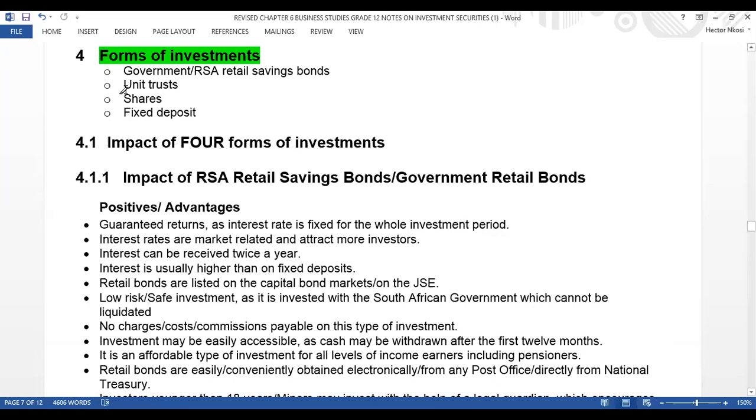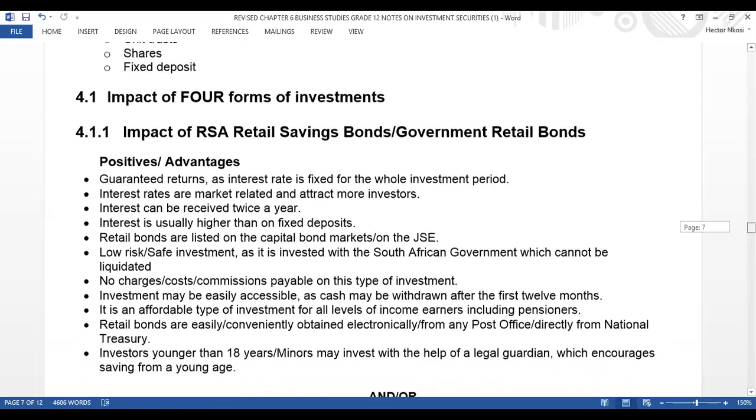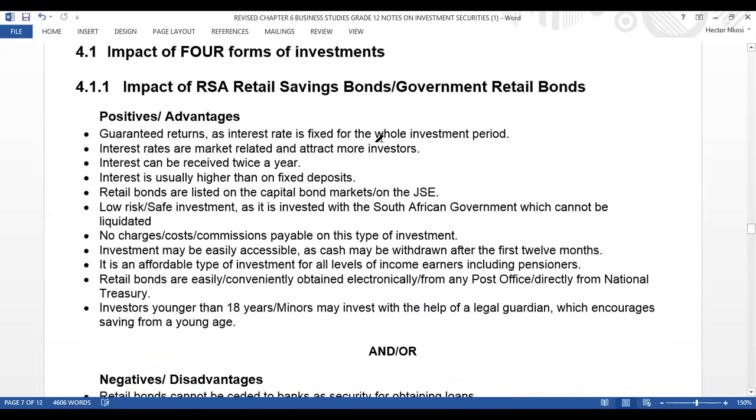Now let's look at the impact of these four forms of investments. Let's start with the impact of RSA retail savings bonds, or government retail bonds. Let's look at the good things about this type of investment. The returns are guaranteed, as the interest is fixed for the whole period. It's not variable. Interest rates are market-related and attract more investors. Interest can be received twice a year. Interest is usually higher than on a fixed deposit.